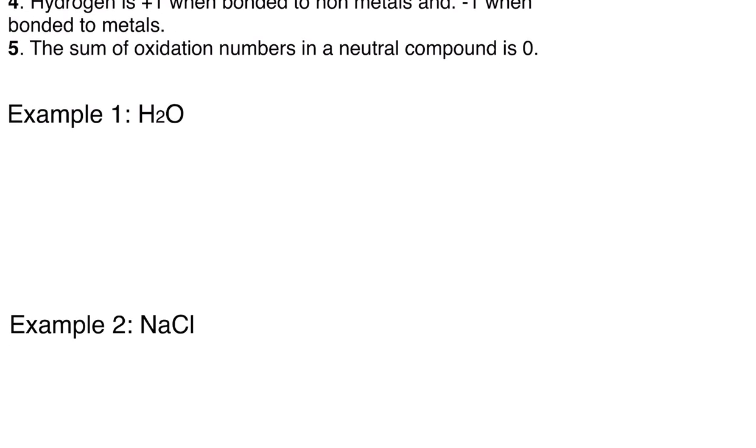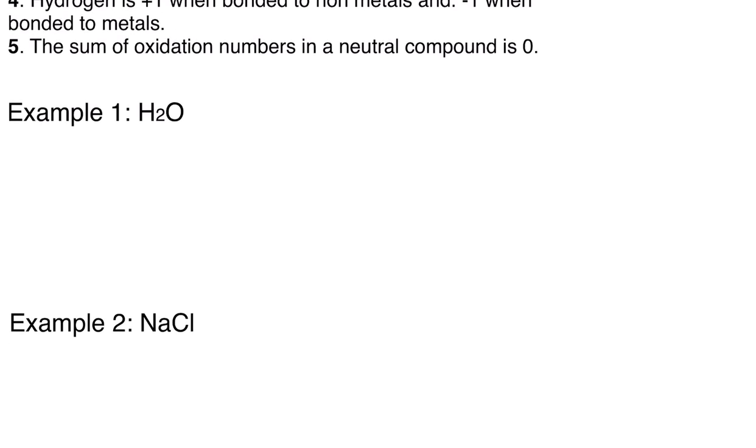So if we look at H₂O, first we need to assign hydrogen an oxidation number of +1 since it's bonded to a nonmetal. So since there's 2, hydrogen is going to be equal to +2. And as a result, we need to make this whole compound 0. So in order to make this compound 0, oxygen would have to be -2. That was a pretty basic one.